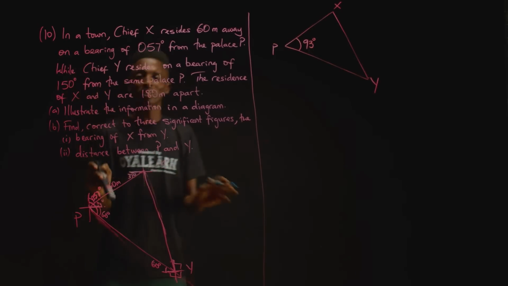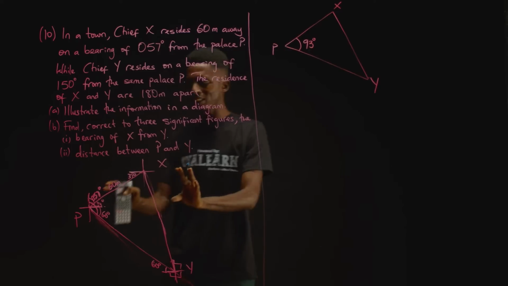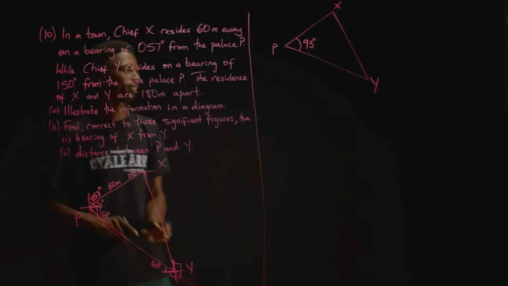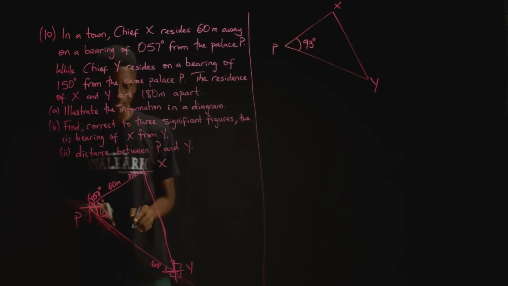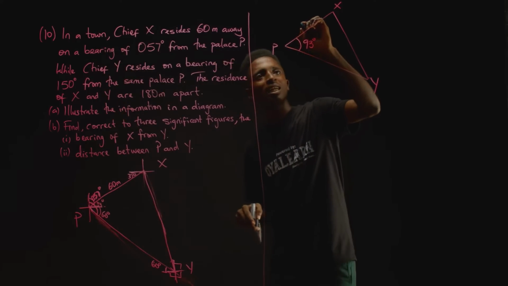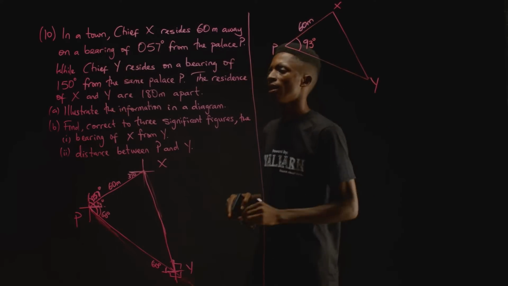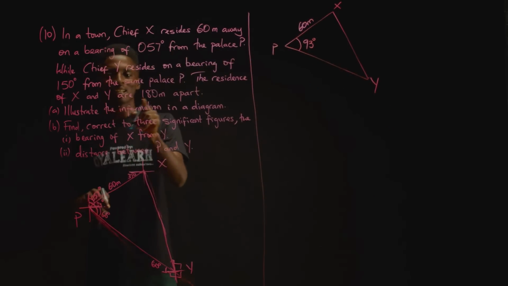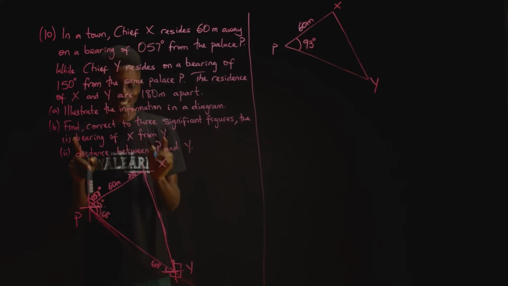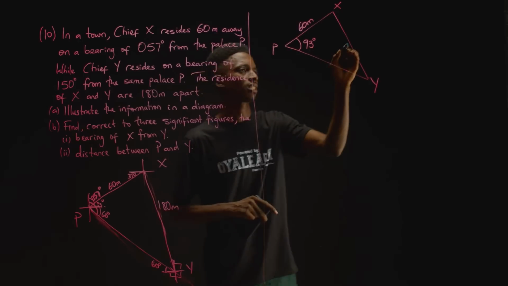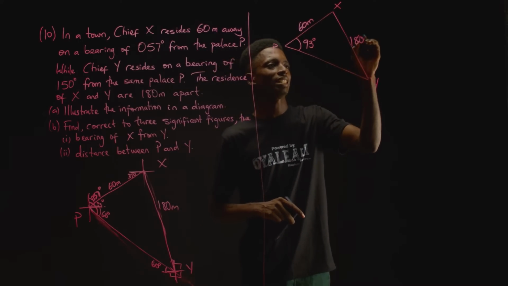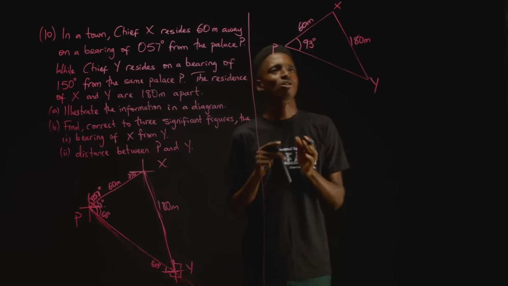So we don't know if we're going to need all of this yet, but illustrating this in a diagram, you have to put this diagram and then this diagram. Now let's complete the rest of this diagram. So here we are given this as 60 meters, and we are told that the residences of X and Y are 180 meters apart. That is, this part here is 180 meters. So hence this place is also 180 meters. So there we have it.